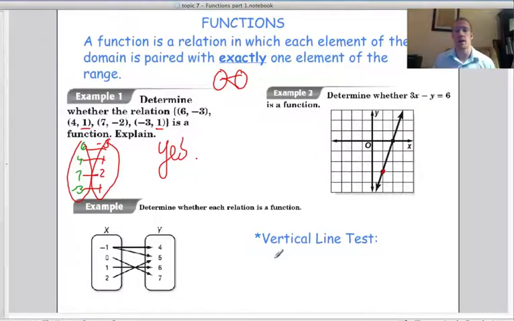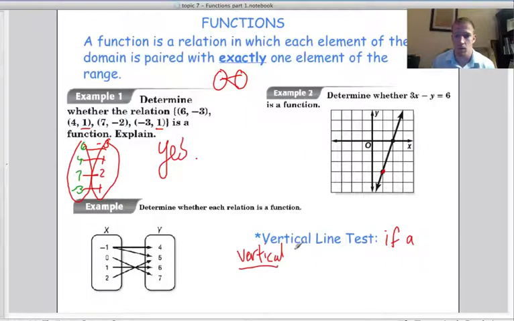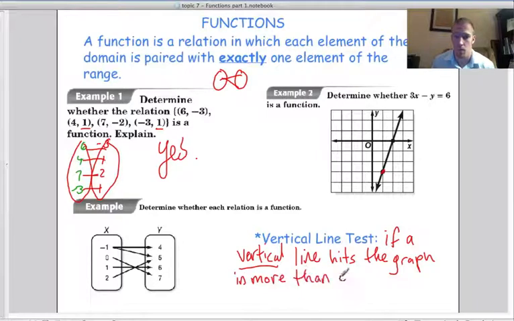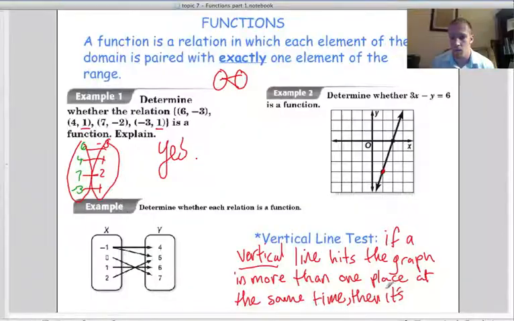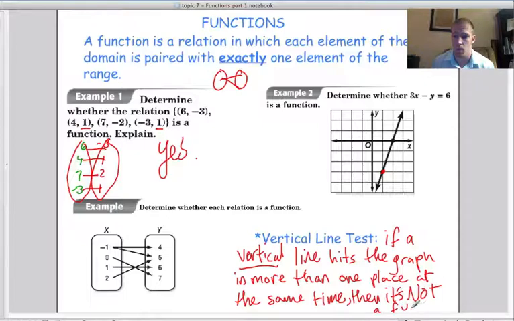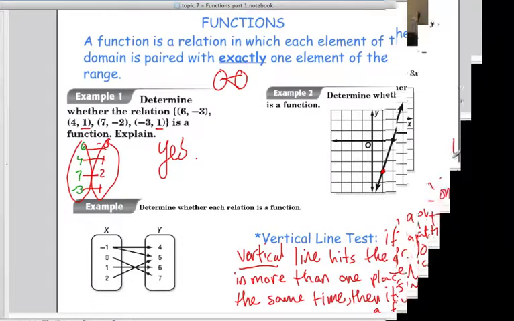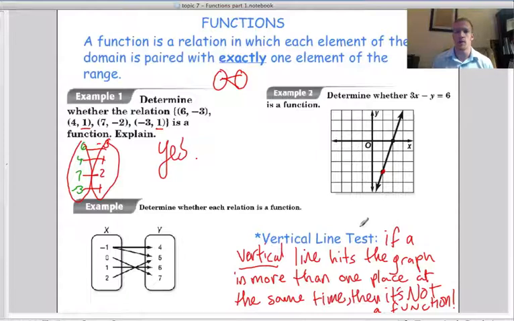So that's our vertical line test. That's how we test using a graph. The vertical line test says that if a vertical line hits the graph in more than one place, then it is not a function. So you may want to pause and copy this down. Alright, so there's our vertical line test.